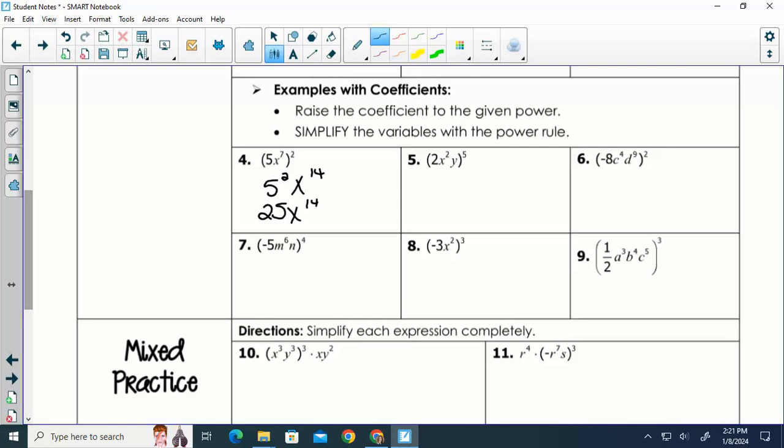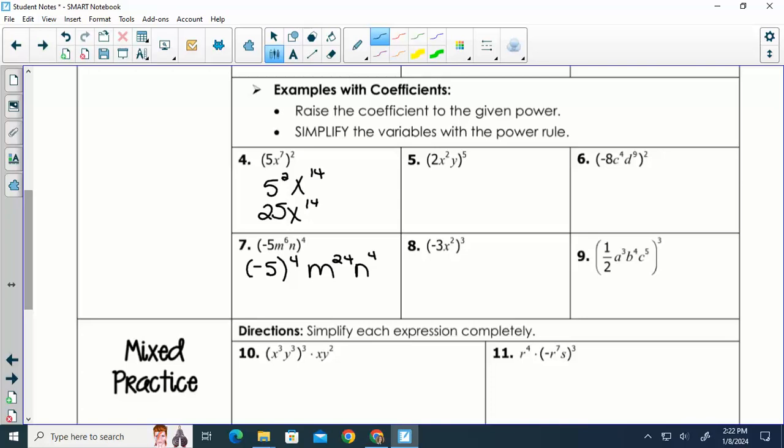Okay, I'm going to look at number 7. This one you have to be very careful, especially if you are using your calculator. The negative can cause some problems. When I bring this 4 in, I have to take negative 5 to the 4th power. It would be m to the what? And n to the 4th. Okay. This negative 5 to the 4th.